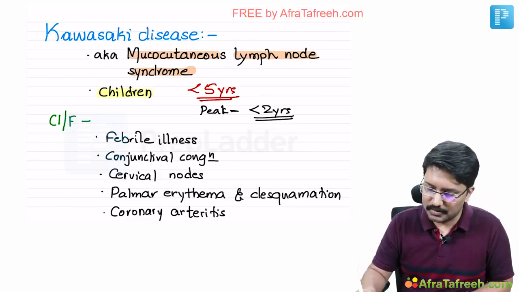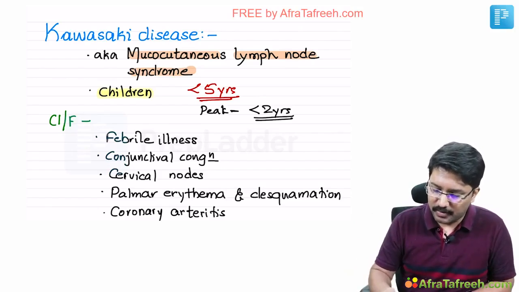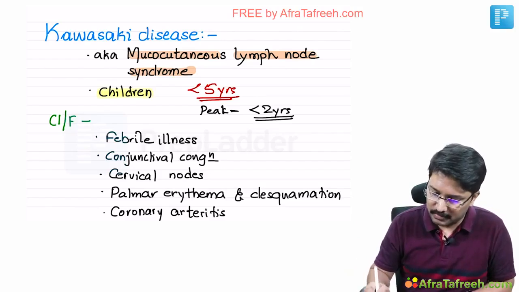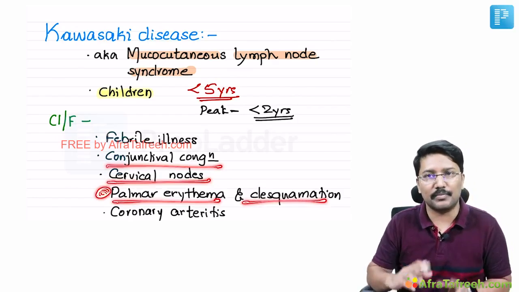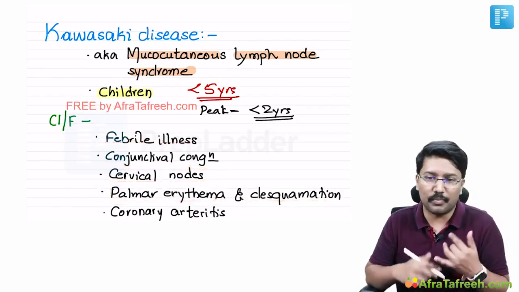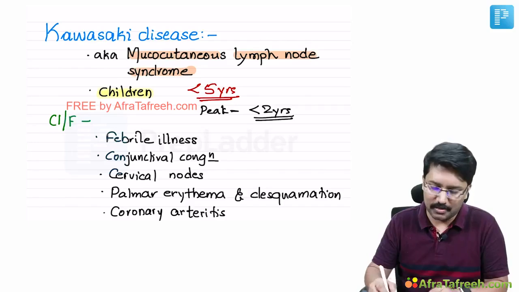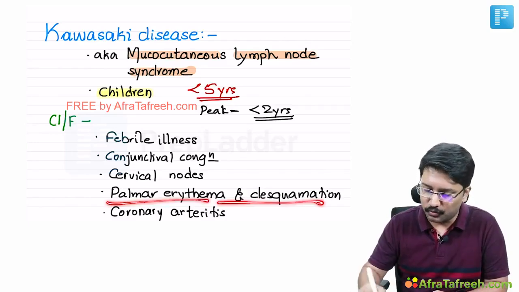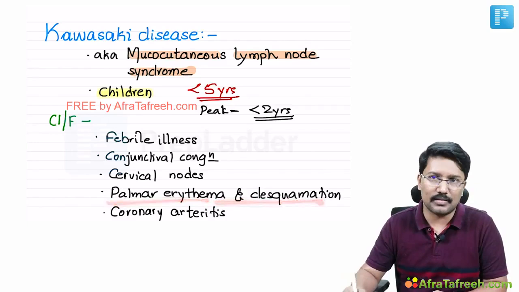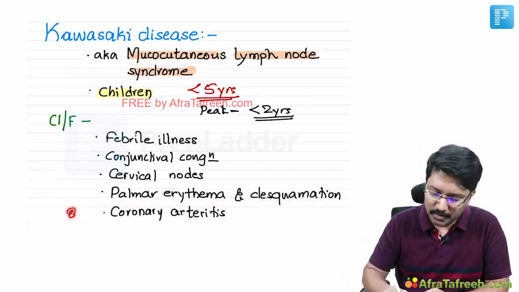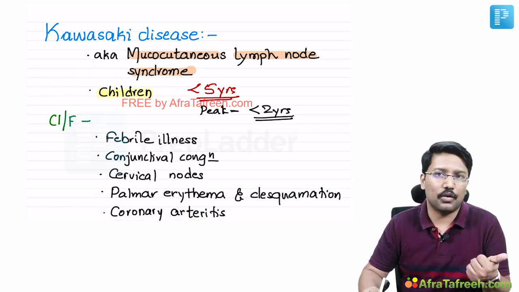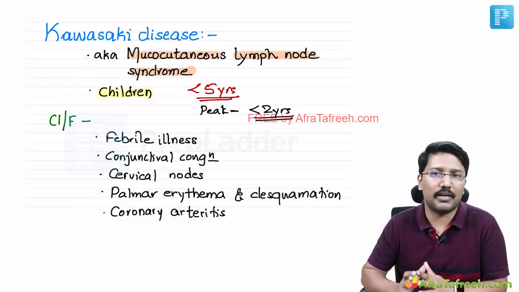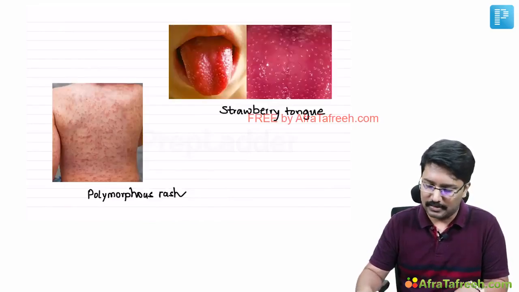Okay, what are the clinical features? It presents as an acute febrile illness characterized by conjunctival congestion, cervical lymph nodes, and palmar erythema with desquamation, a very frequently described clinical manifestation in MCQs. So we should take this as a potential clue for the diagnosis of Kawasaki disease. And around 25% of the patients develop coronary arteritis in the form of coronary aneurysms, right? So that is the typical clinical presentation of Kawasaki disease.